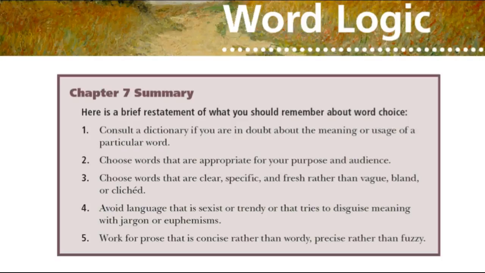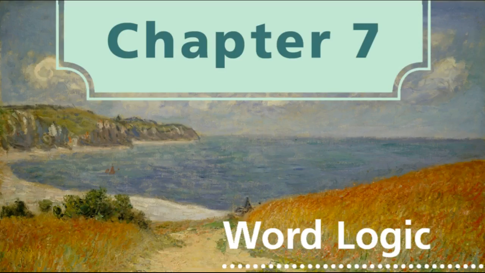Choose words that are appropriate for your purpose and audience. Choose words that are clear, specific, and fresh rather than vague, bland, or clichéd. Avoid language that is sexist or trendy or that tries to disguise meaning with jargon or euphemisms. Work for prose that is concise rather than wordy, precise rather than fuzzy. And that was Chapter 7.